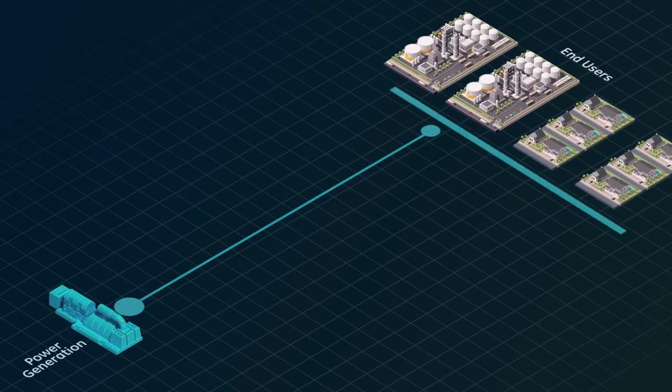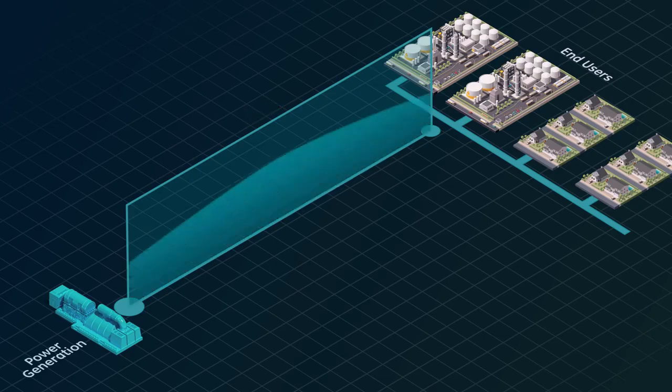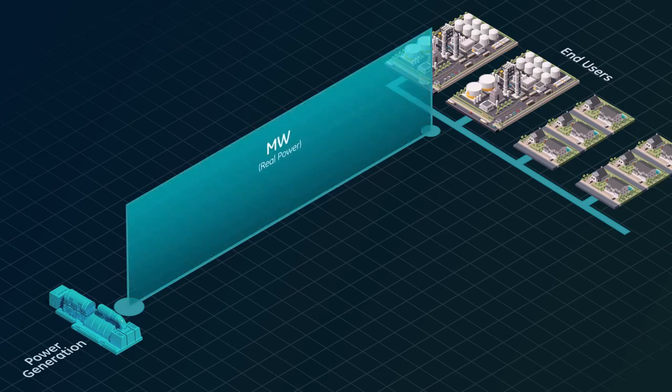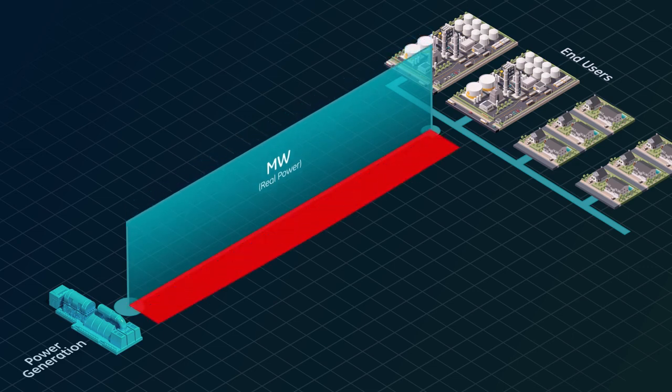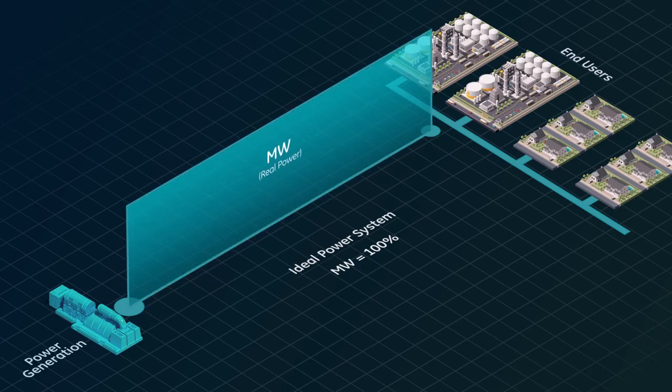When power is generated, it is measured in megavolt amps, or MVA. MVA is made up of two components: megawatts, otherwise known as real power, and megavars, or reactive power. In an ideal power system, the power required by the end users, the megawatts, makes up 100% of the generated power. Little to no reactive power is required in the system.